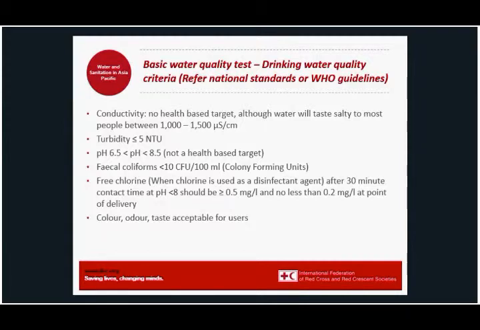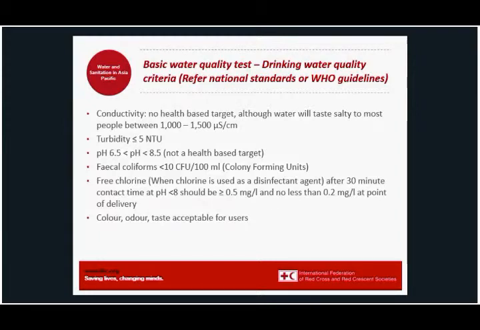If we have conductivity that is between 0 and 1000 or 1500 microsiemens per centimeter, people usually cannot taste this, so it's not rejected because of acceptance from users. Turbidity is the measure of particles in the water, and we want these to be less than 5 NTU. This basically, and we'll discuss a little bit later in the presentation, is the color, sort of the look of the color of the water.